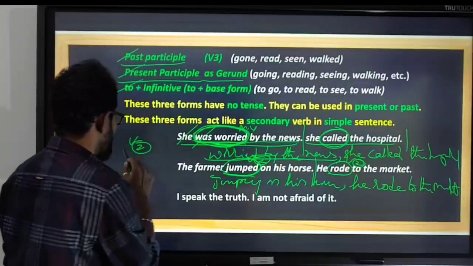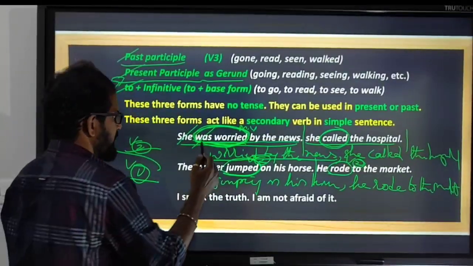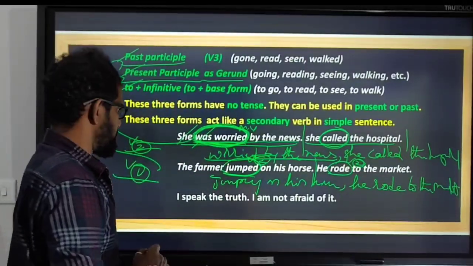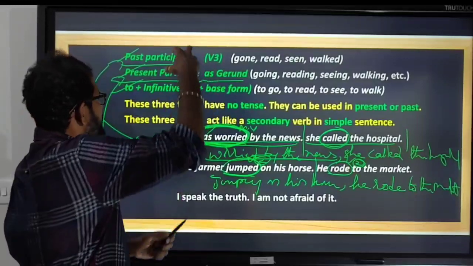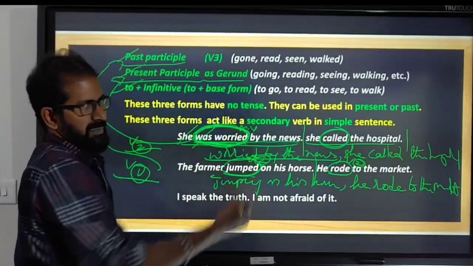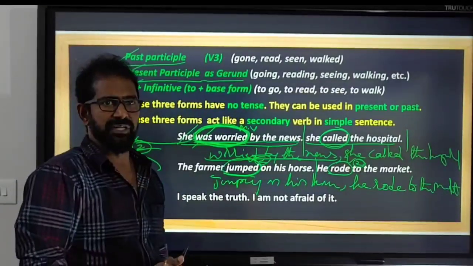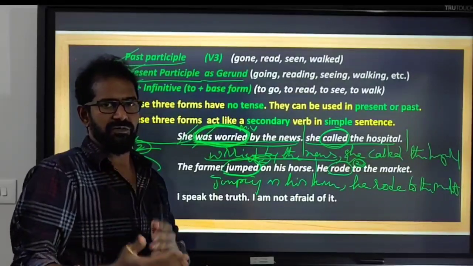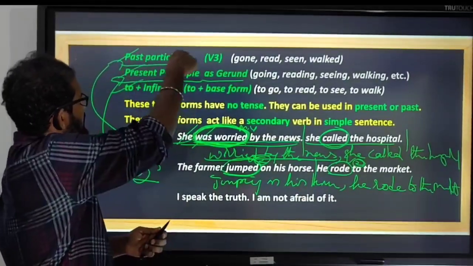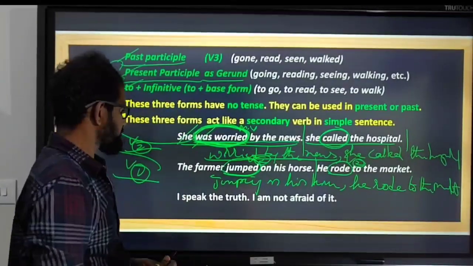So if the verb is V2 or V1, then we just change it into a present participle. If it is a passive voice, then we change it into a past participle. For more understanding of when to use a past participle, what are the rules, and when to use a present participle, the link is given in the description. You watch the video so that you will come to know more about using past participle and present participle.